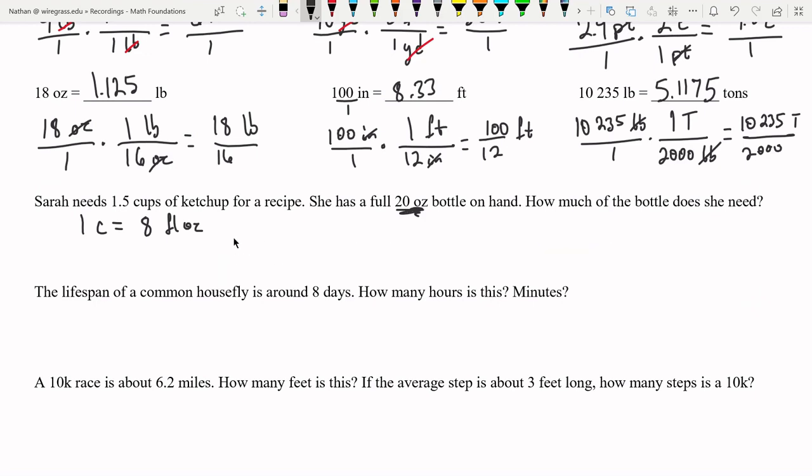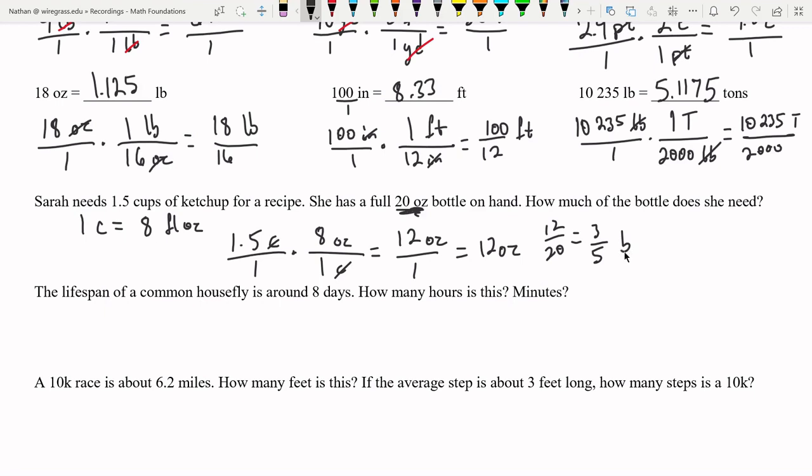Okay, so we're going to have 1.5 cups over 1 times 1 cup is 8 ounces. I'm just going to drop the fluid part so it's just faster to write. And get 1.5 times 8 is going to give you 12 ounces over 1. So 12 ounces is how much she needs of the bottle. Of course, we're talking about 12 over 20, which is going to be divided by 4. It's going to be 3/5 of the bottle.